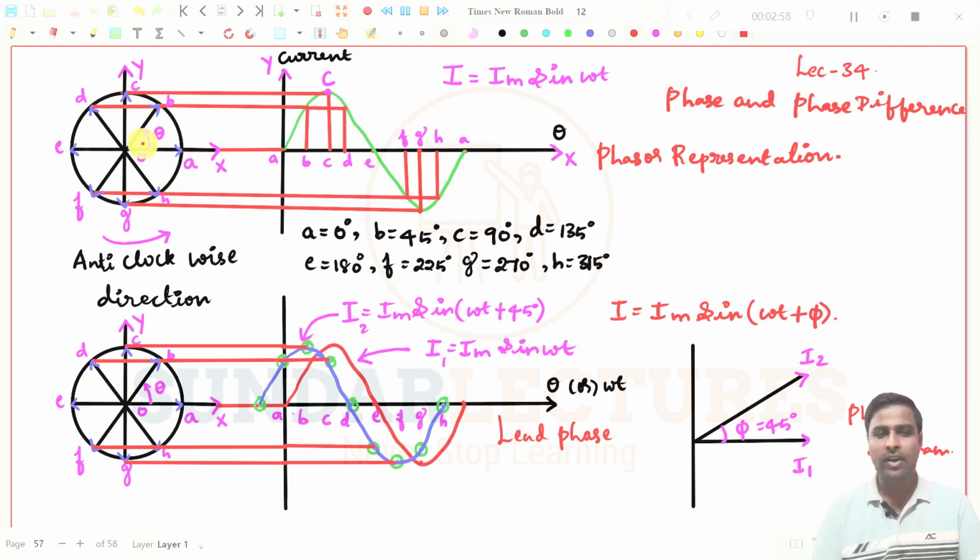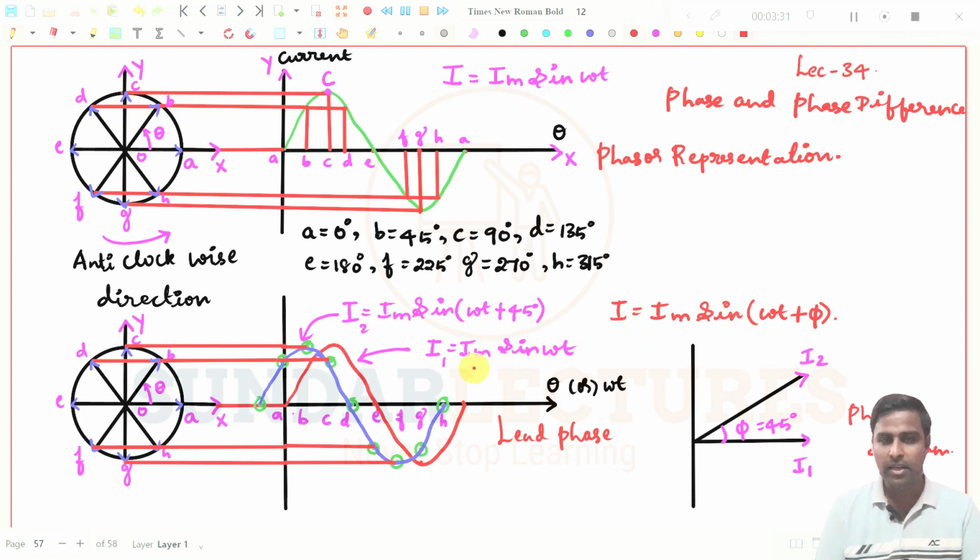Now, for example, if we have two values of current, one is I1, that is Im sin omega t, and I2, that is Im sin of omega t plus 45 degree. I have not told you yet why this plus 45 degree or minus 45 degree comes. We will see that while going through AC through resistor, inductor and capacitor. Before that, try to understand what the plus phi is.